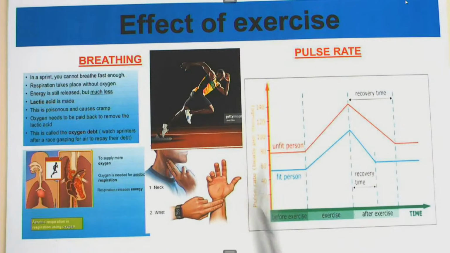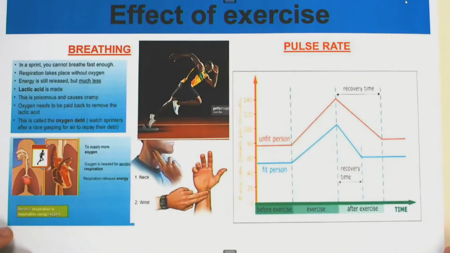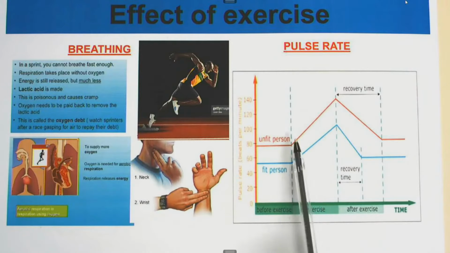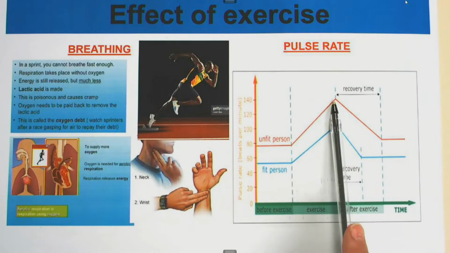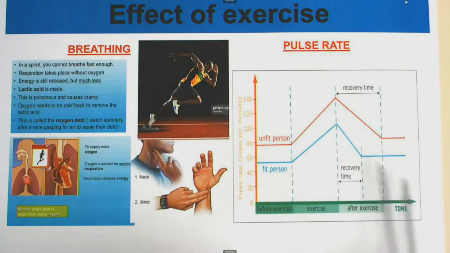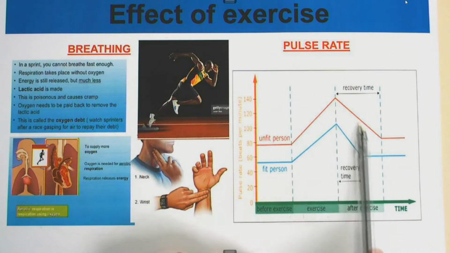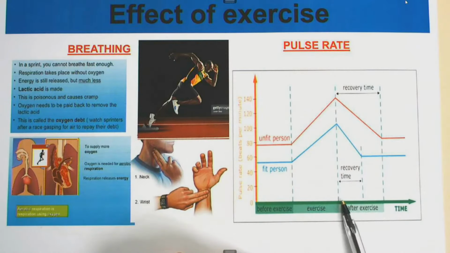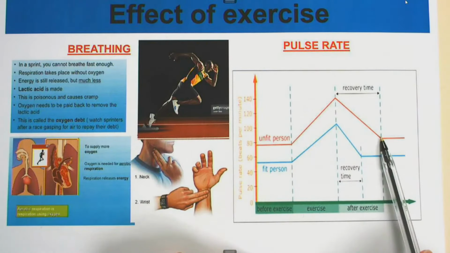Okay, and this interesting graph shows us an unfit person like myself and a fit person, how we struggle. Before exercise, you see there's the pulse rate 80, okay, and then when I exercise, my pulse rate increases here to almost 140 because I am unfit. And then when I'm finished with my exercise and I rest, it takes me a long time for my pulse rate to go back to more or less normal. Look there, there's 2 sections before I go back to normal.